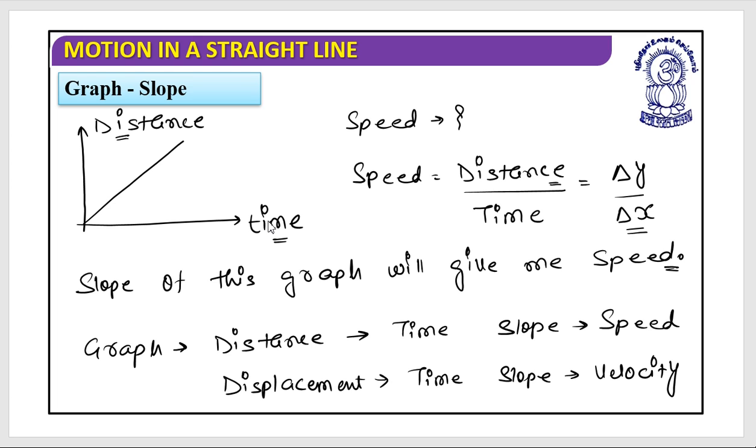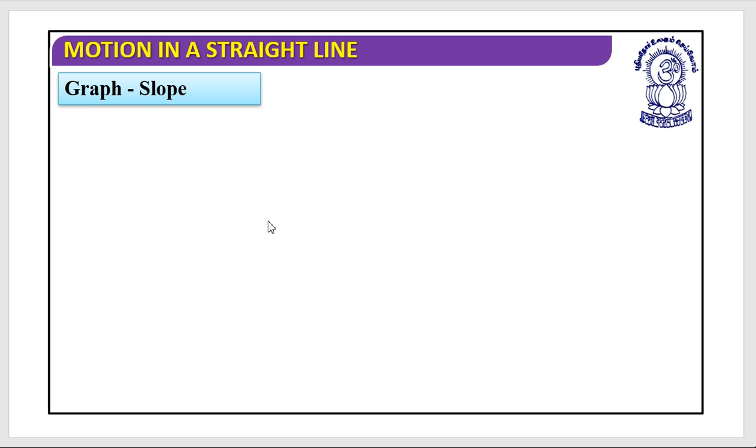Okay, how could I identify which would be the slope? I have a very basic formula: if I divide delta y by delta x, whatever quantity comes, it is the slope of that graph. Are you sure? Did you understand all the things that I have discussed up till now? Are you sure with this? Okay, let's move on to the next.